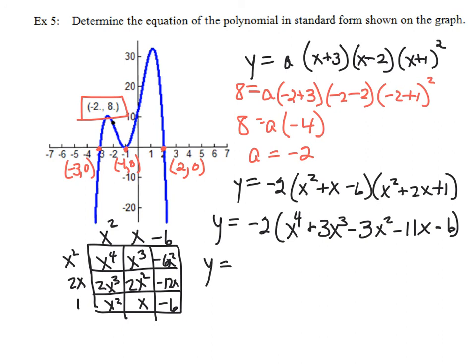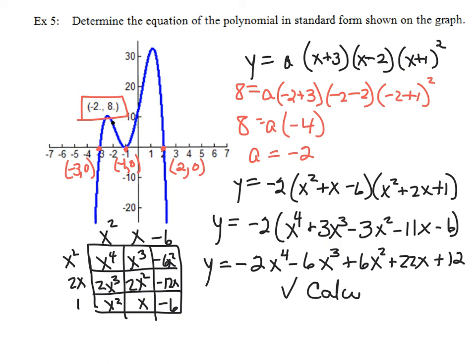And lastly, let's distribute the -2. So my final equation for my polynomial, -2x to the 4th minus 6x to the 3rd plus 6x squared plus 22x plus 12. Now, of course, the easiest way to check this, we're going to do a check with this on our calculator. So plug this equation into y1 and be sure that we match the graph on your calculator to the graph that I was originally given.